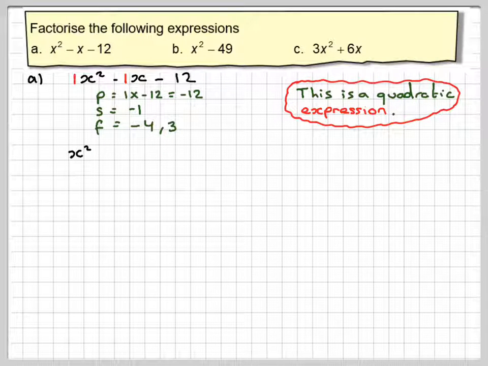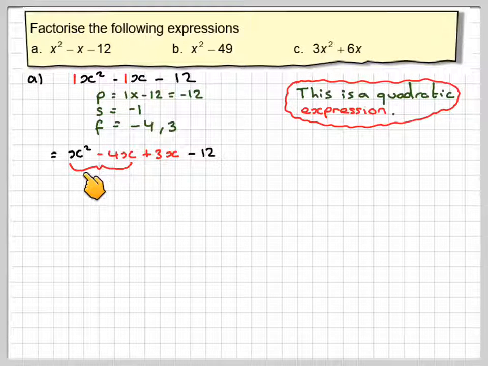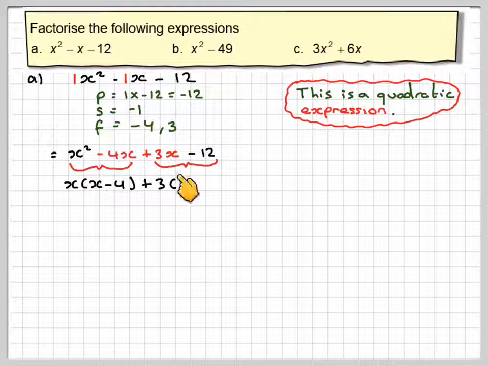You've then got x squared, you split the middle term out into minus 4x plus 3x. We've still got minus 1x in the middle there, minus 12. Then you group the first two terms together and you look for the highest common factor, which is just x. So you've got x brackets and then you'll be left with x minus 4. Bring down that sign, which is a plus, and then group these two together. Look for the highest common factor, which is just 3. And then in the bracket, you'll be left with x minus 4 again.